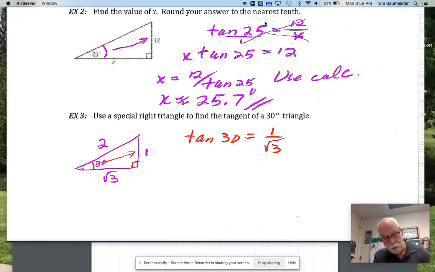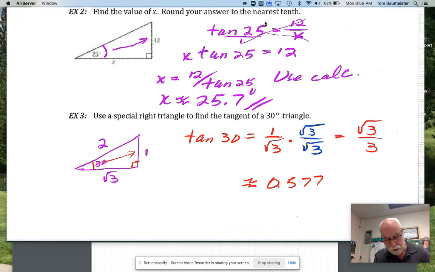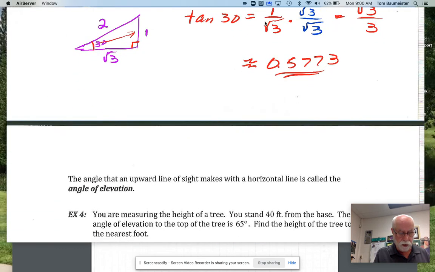Okay, now remember, we have to rationalize the denominator here. So we're going to have to say it's times, let me use a different color, times the square root of 3 over the square root of 3. So when we do that, we'll get the square root of 3 over 3. And if you plug that into your calculator, you should get 0.5773. And they're just asking you to show that that is right. So if you plugged in tangent of 30 in your calculator, that is the answer you should get. They're just showing you can find it using special right triangles too.